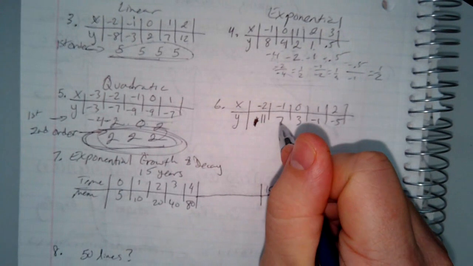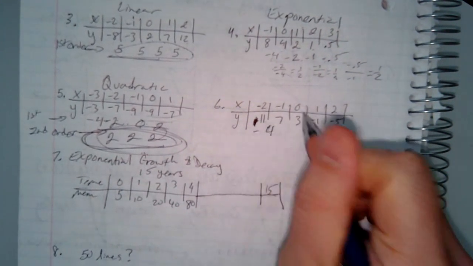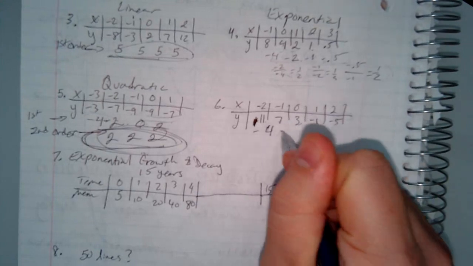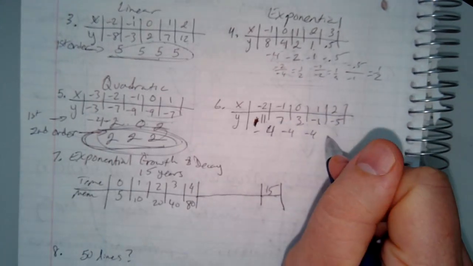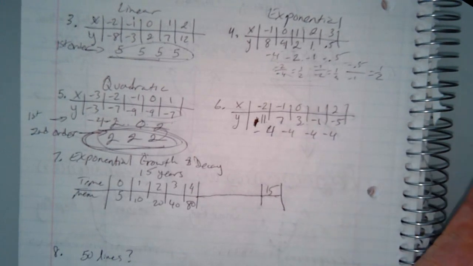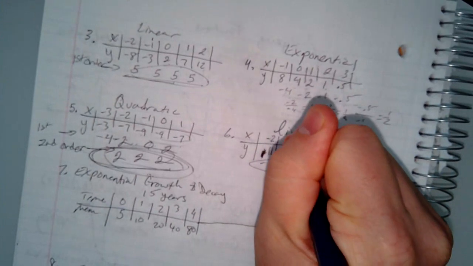All right, let's do this one. 7 minus 11 is negative 4. 3 minus 7 is going to give me negative 4. Negative 1 minus 3 is going to give me negative 4. And negative 5 minus negative 1 will give me negative 4. What is that going to be? If the first order is all the same, then it must be linear.